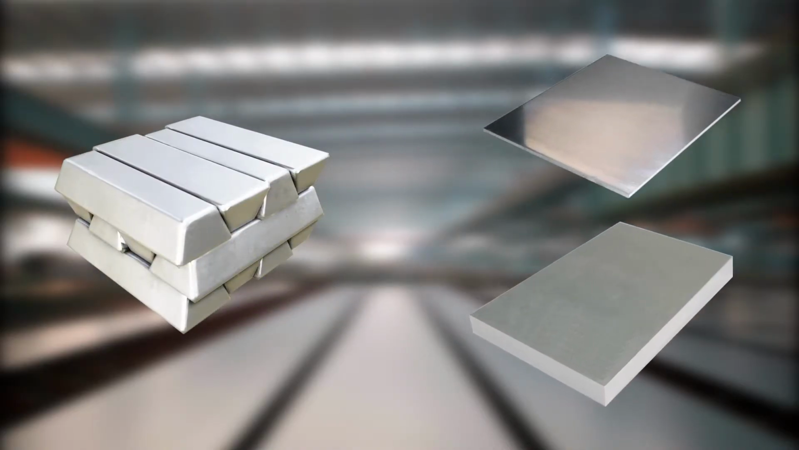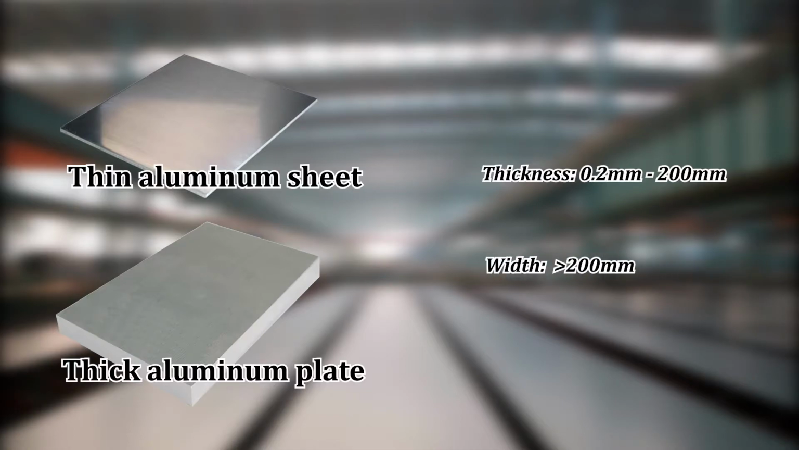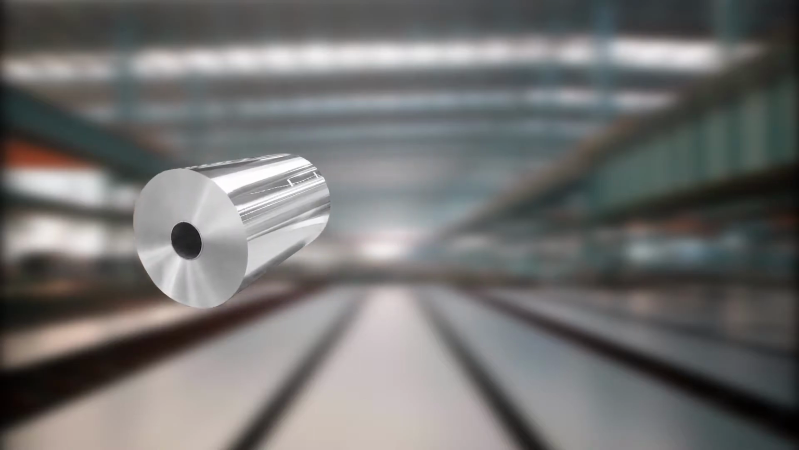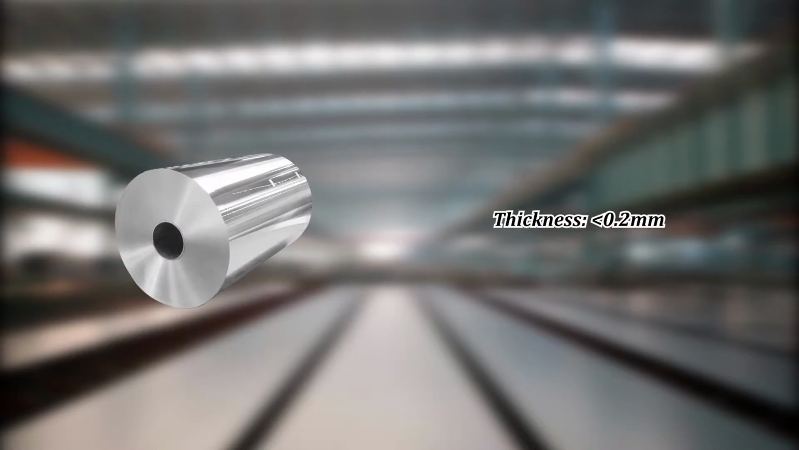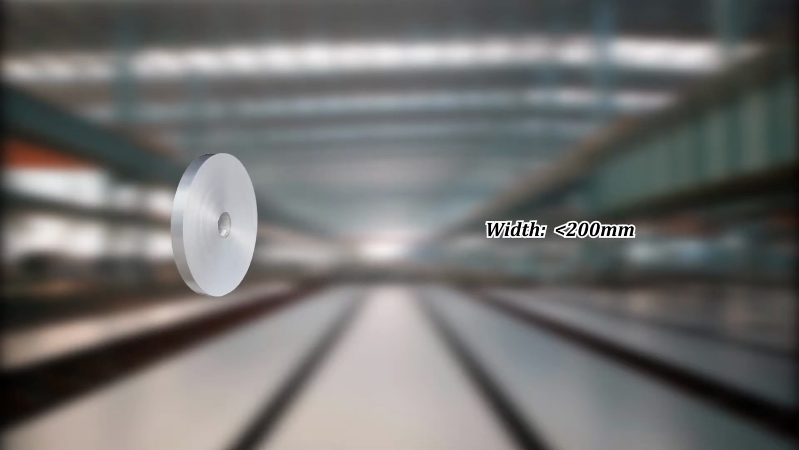Aluminum sheet plate refers to a rectangular plate formed by rolling aluminum ingots. The aluminum material with a thickness of 0.2 mm or more to 200 mm or less, a width of 200 mm or more, and a length of 12 meters or less is called aluminum sheet plate. A thickness of less than 0.2 mm is aluminum foil, and a width of 200 mm or less is aluminum strip.